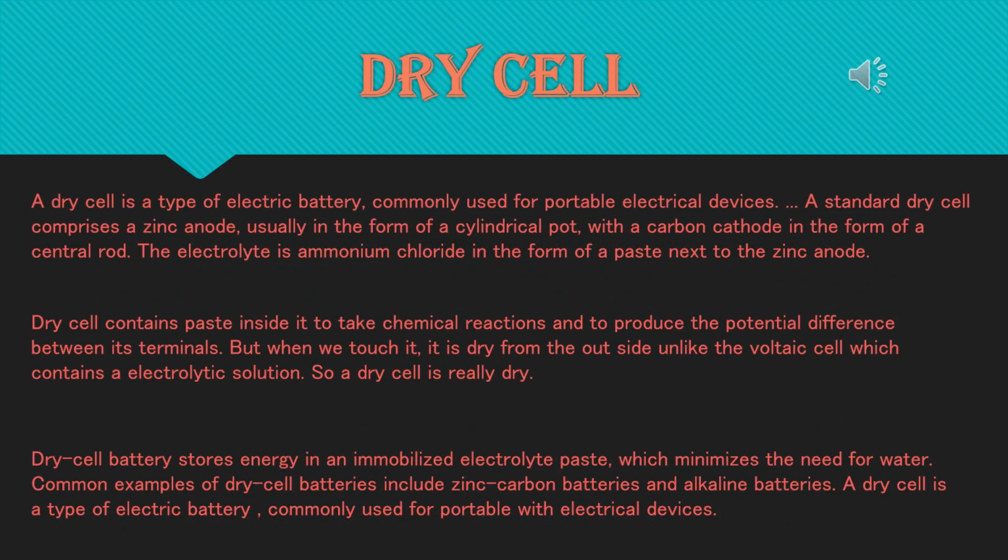Now, what is a dry cell? A dry cell is a type of electric battery commonly used for portable electrical devices. A standard dry cell comprises a zinc anode, usually in the form of a cylindrical pot, with a carbon cathode in the form of a central rod. That means at the center, the carbon rod is there as the cathode. The electrolyte is ammonium chloride, that is NH4Cl, in the form of a paste next to the zinc anode. Zinc is the anode and carbon is the cathode over here.